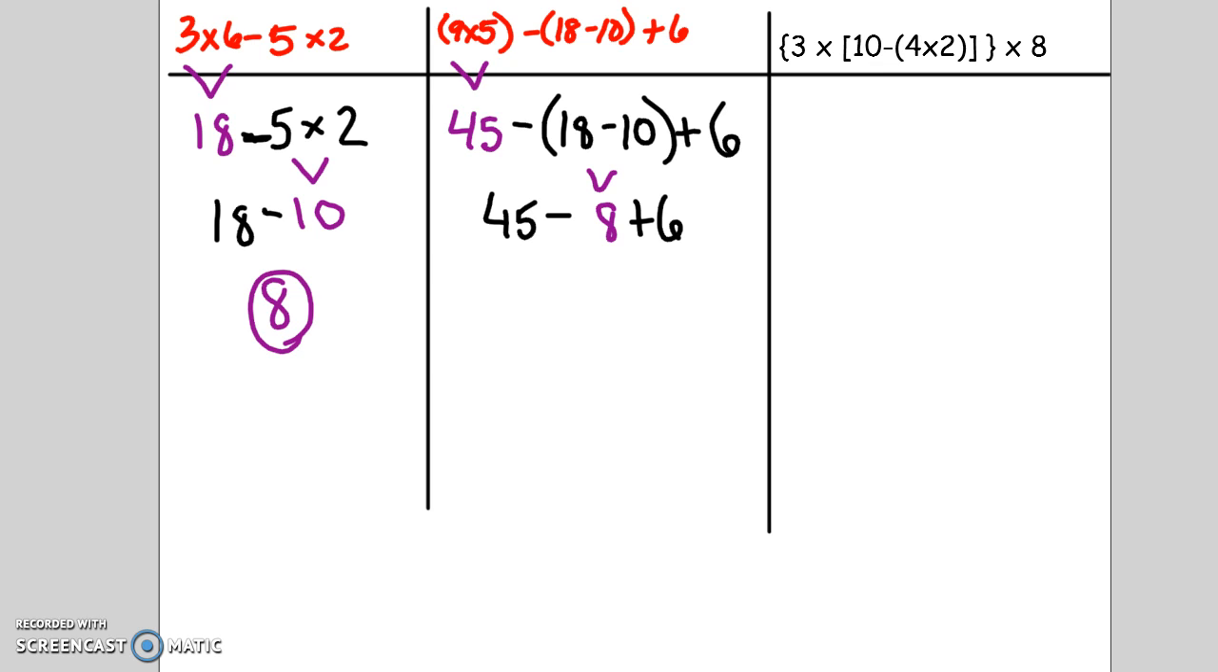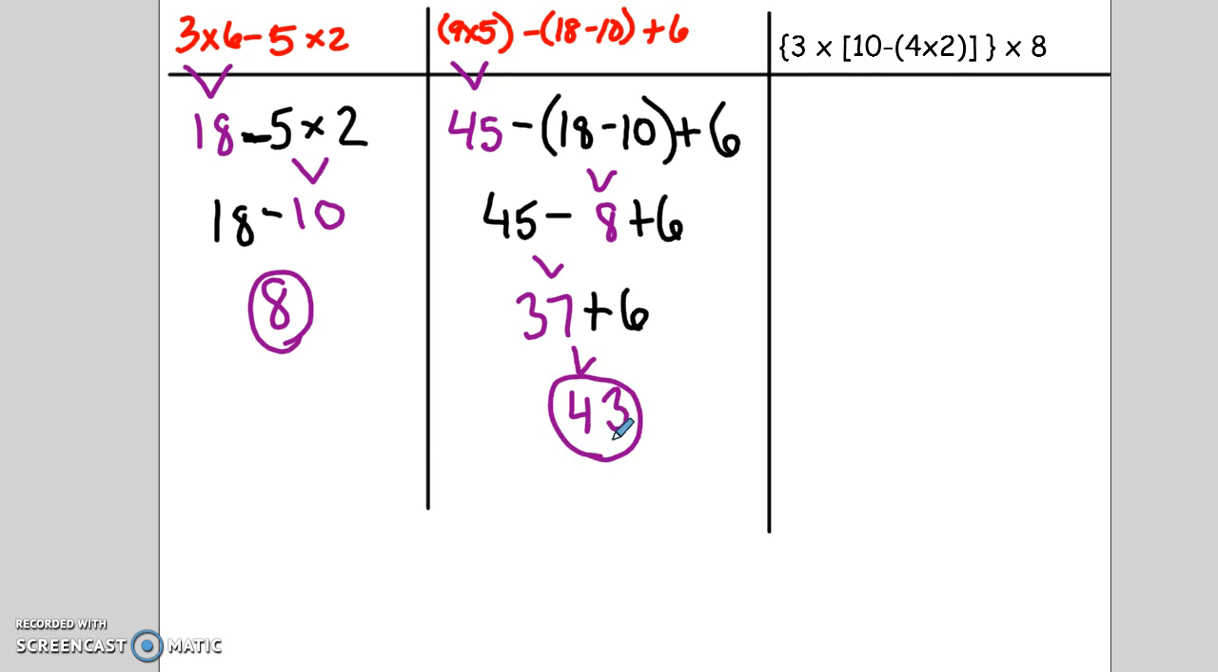So 45 minus 8, ooh, think. Well, an 8 can be made of a 5 and a 3, right? So 45 minus 5 minus 3 might be an easier way to think about that. That gets us to a 37. I'm going to copy the rest here in our regular pencil color. All right, and then in the end, 37 plus 6 leaves us with 43. Woohoo! We're almost done.